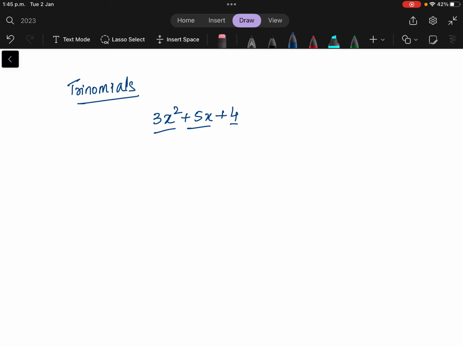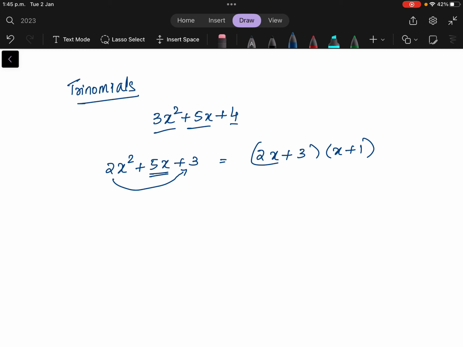If you need to factorize a trinomial, you have a method which we have already learned. For example, 2x² + 5x + 3: you multiply 2 into 3, which is 6, then find the factors of that, write the middle term as a sum of those factors, and then simplify it. Once you simplify, you will get (2x + 3)(x + 1). I hope you all are comfortable with this topic.